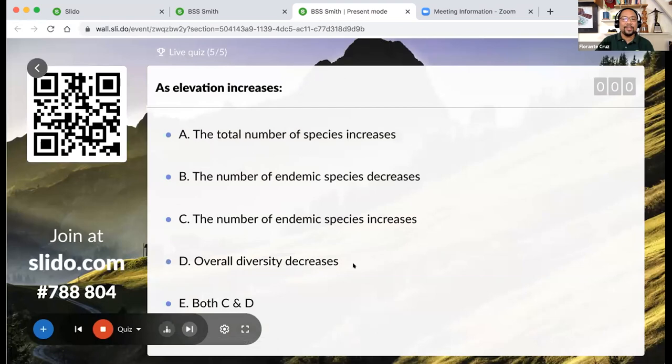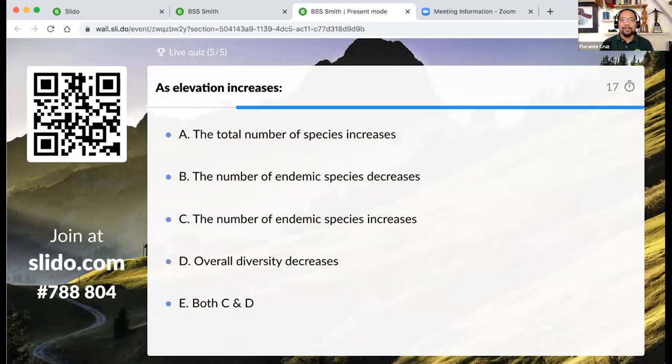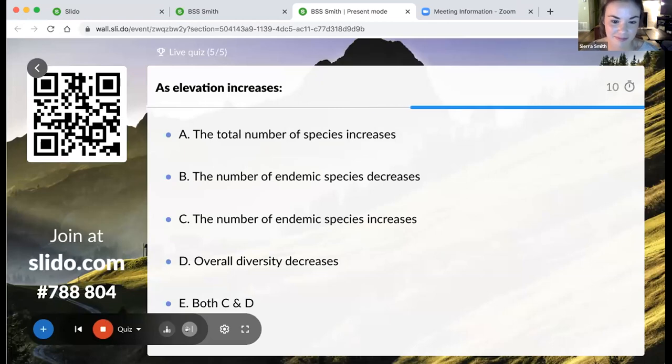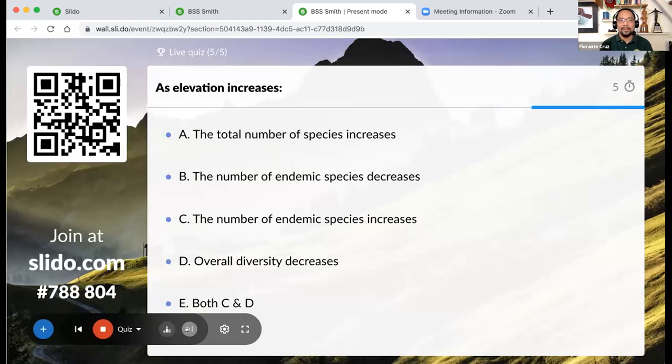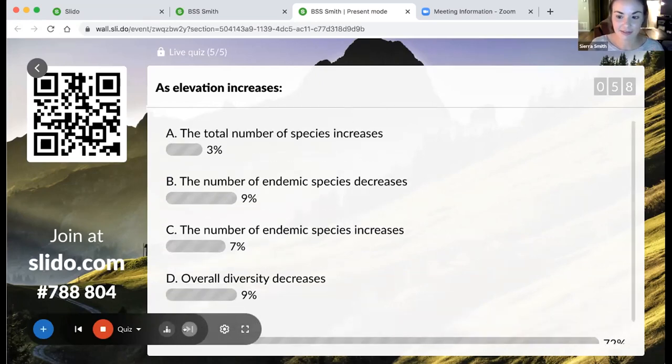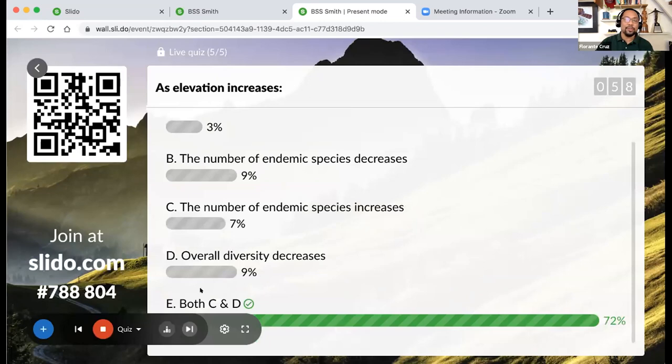And the last question is, as elevation increases, I think you have a graphic there of a mountain. I think this is a giveaway. So 10 seconds to go. And 72% answered the right option. So thank you very much. So let's see the leaderboard.